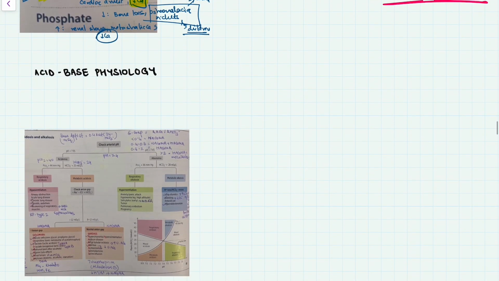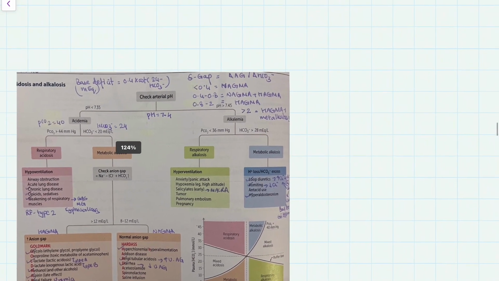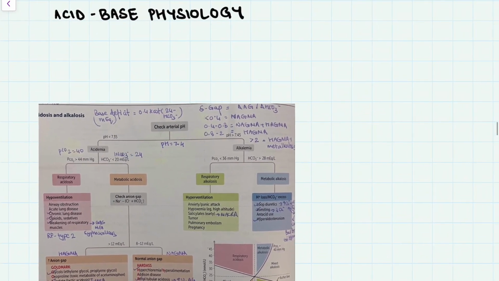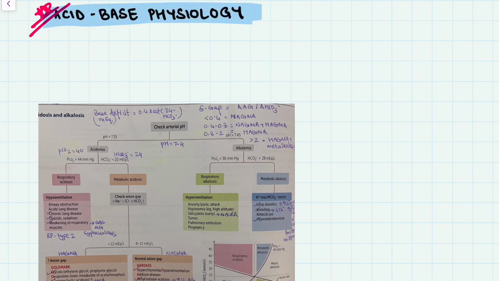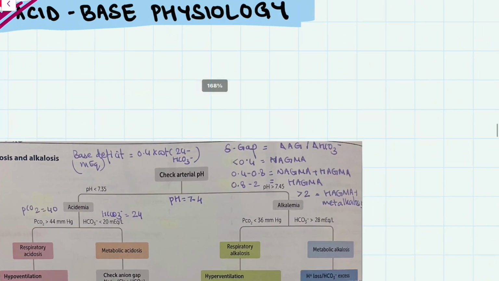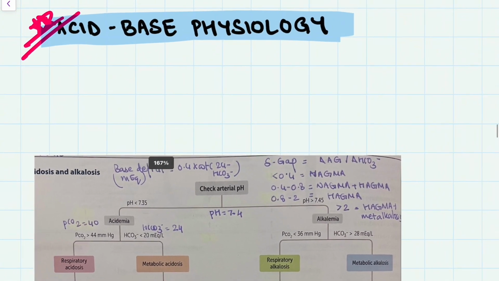So after electrolyte disturbances, we'll talk about the acid-base physiology, which is very important because one question is always asked from the acid-base disorders. Okay? So I'll give you a flowchart approach to this, and you can solve any question by this flowchart. But first, let us see what we have to deal with.